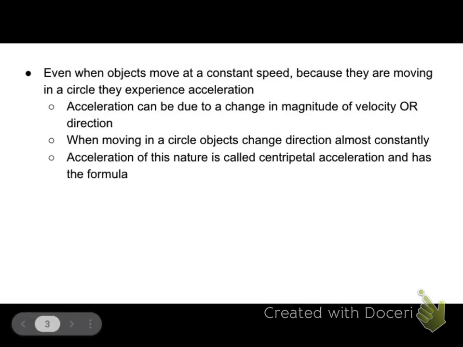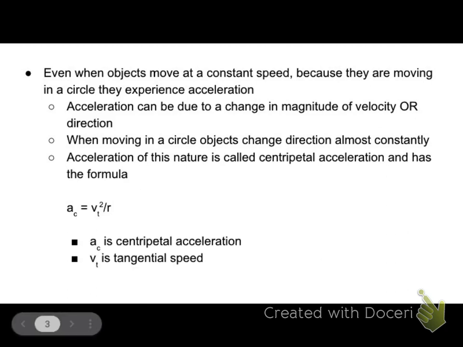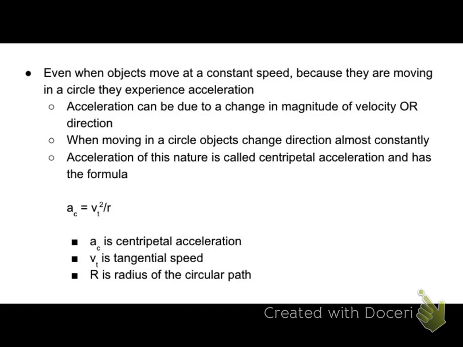Acceleration of this nature is called centripetal acceleration. We use the formula a_c = v_t² / r: acceleration centripetal is equal to tangential velocity squared divided by the radius of the circle. So I just put these points on here so you knew what they were. a_c is centripetal acceleration, v_t is tangential speed, and r is the radius of the circular path.